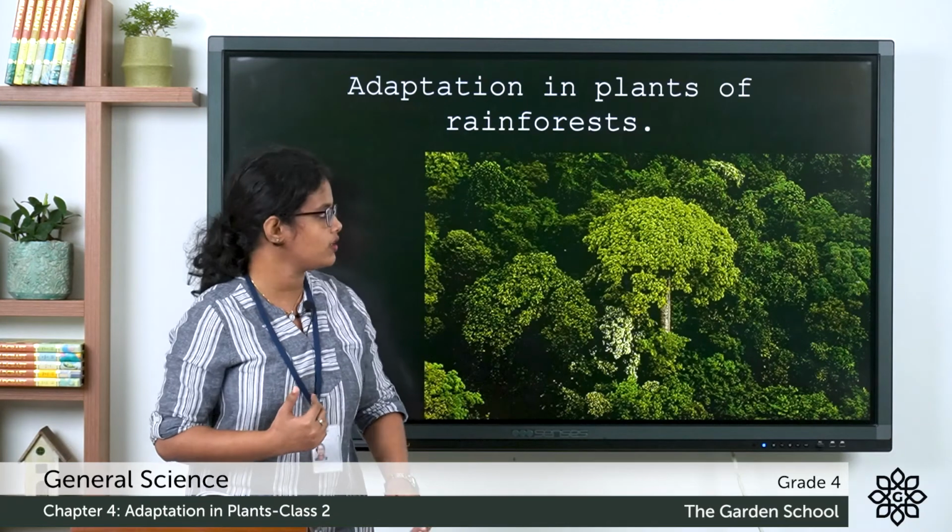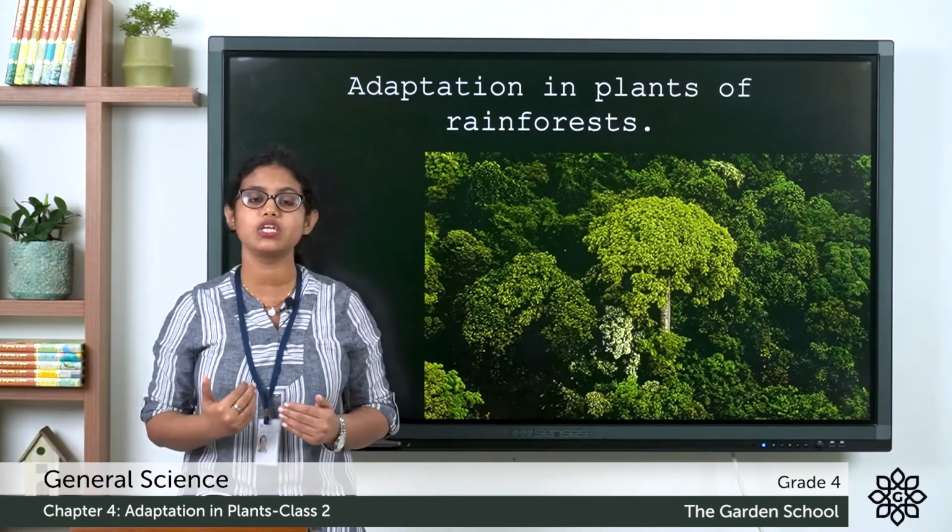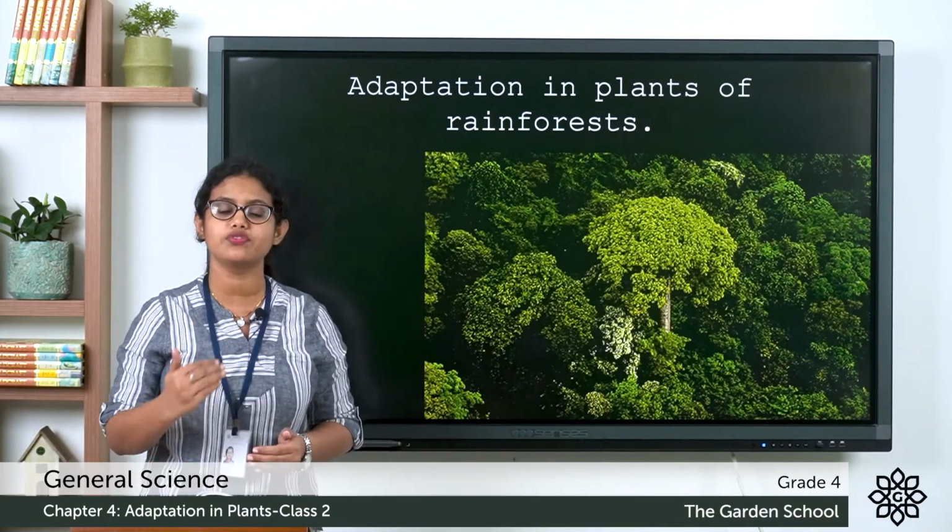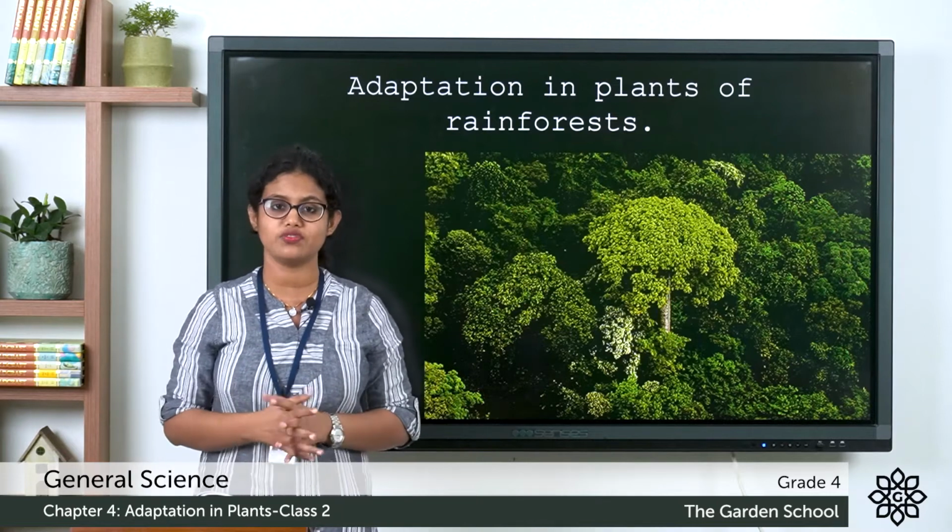Coming to the next one, adaptation in plants of rainforest. So what is this rainforest?